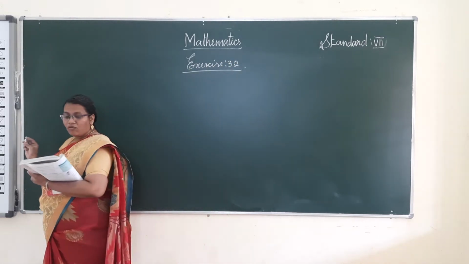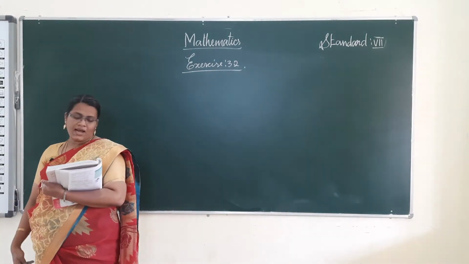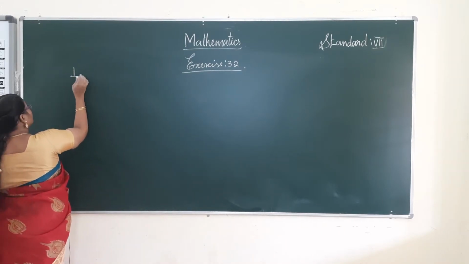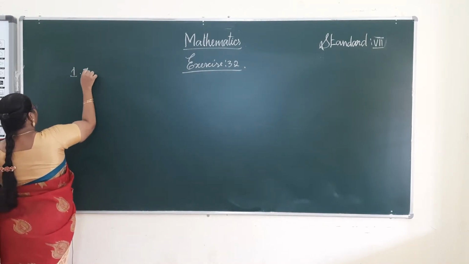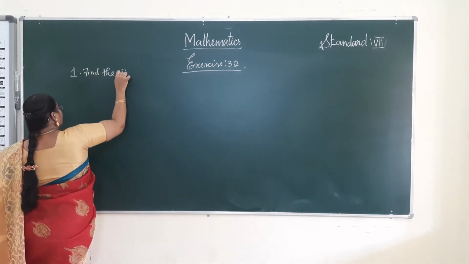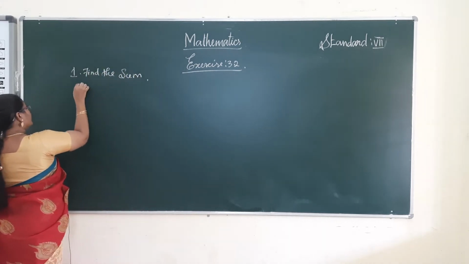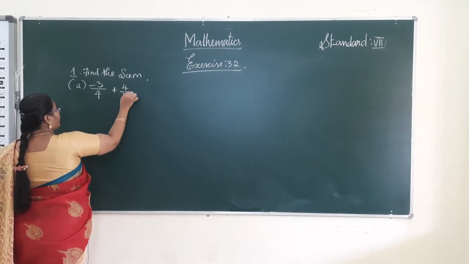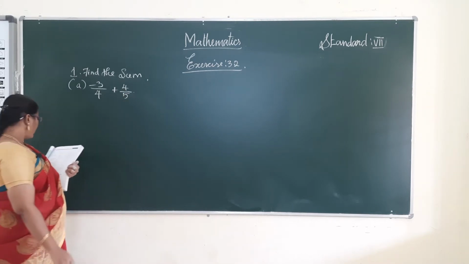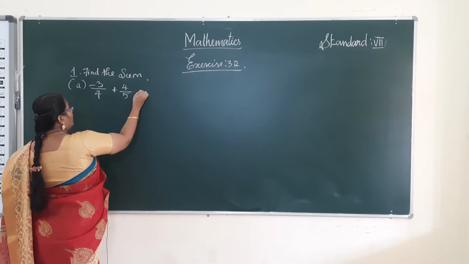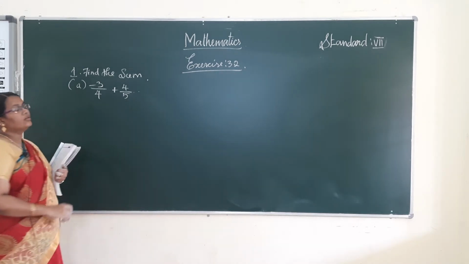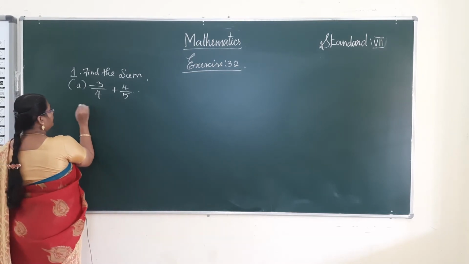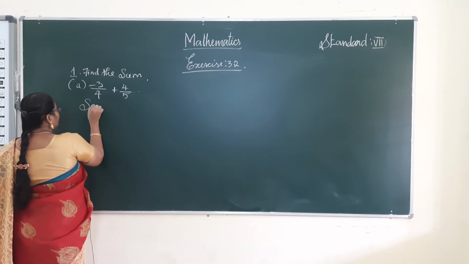The first one: find the sum. Sum means addition. Okay, so, first problem. Minus 3 by 4 plus 4 by 5. Here the denominators are different, so in this case you should find out the LCM. Okay, so, solution.